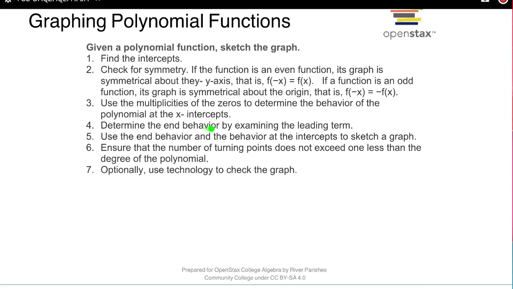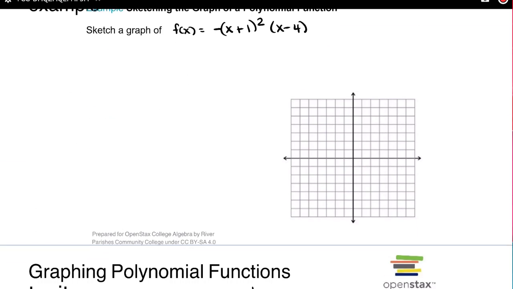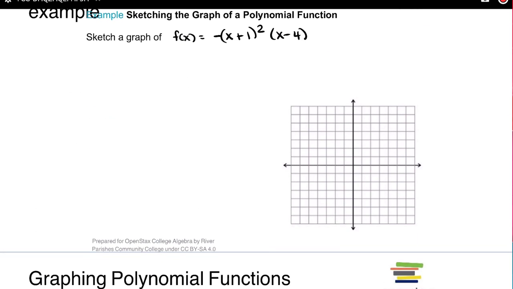Then determine the end behaviors by examining the leading term, and use the end behaviors and the behavior of the intercepts to sketch the graph. And then ensure that the number of turning points does not exceed 1 less than the degree of the polynomial, and then we can use technology to check our graph. So it seems like a lot going on, but it's actually, I think, a little bit easier than it sounds.